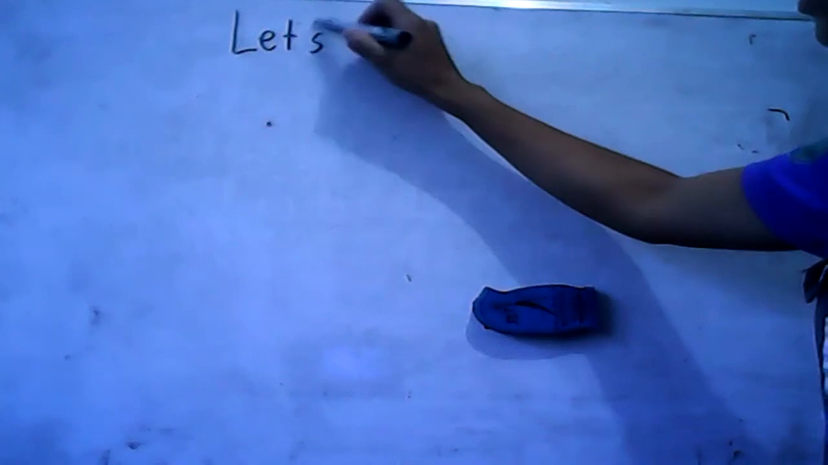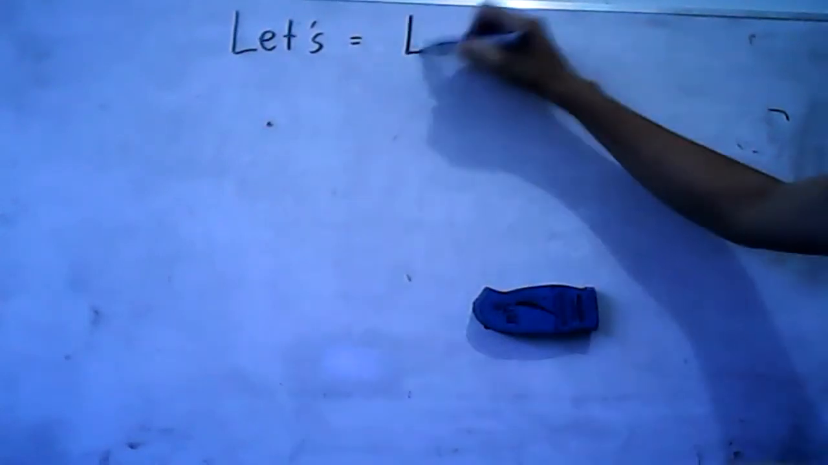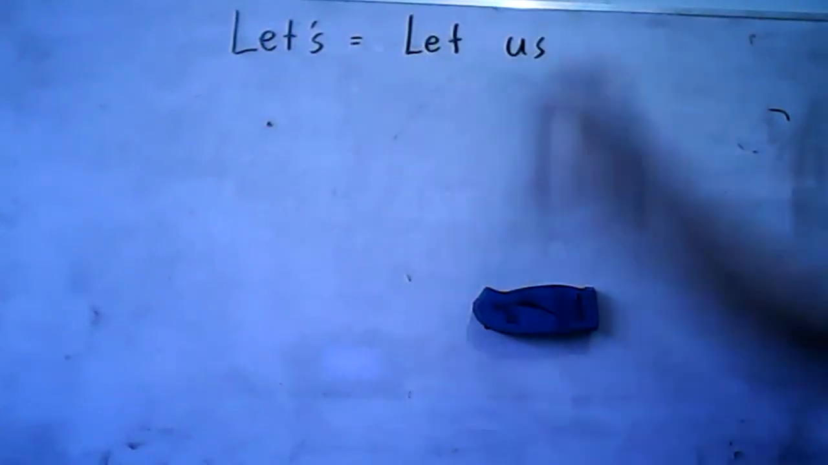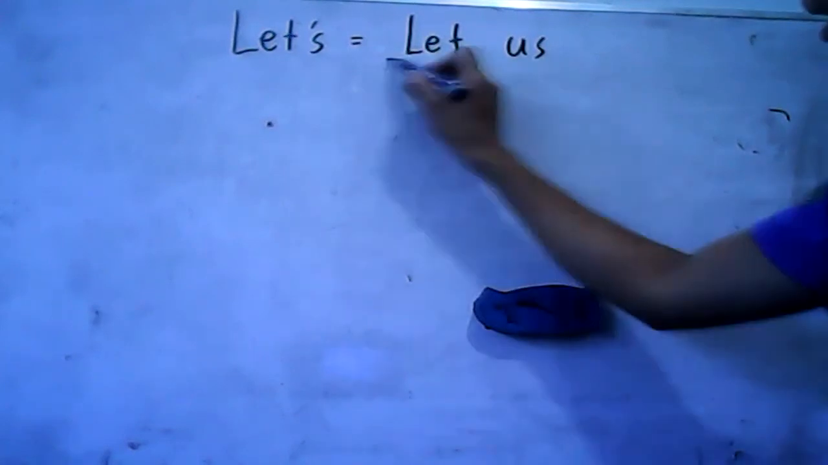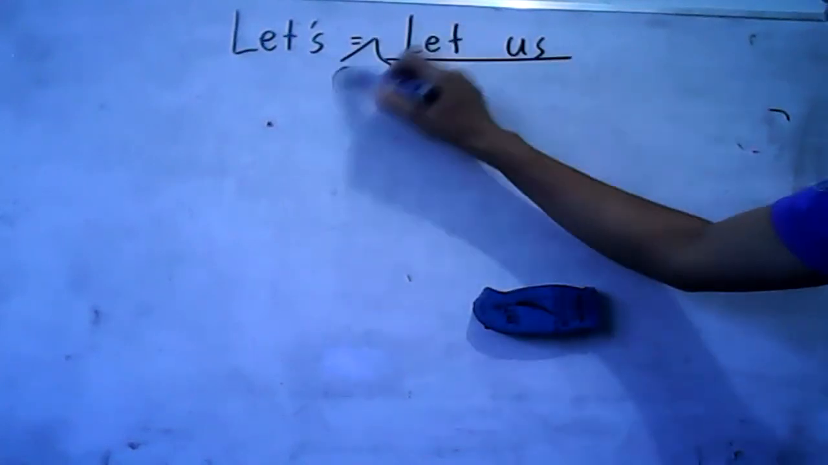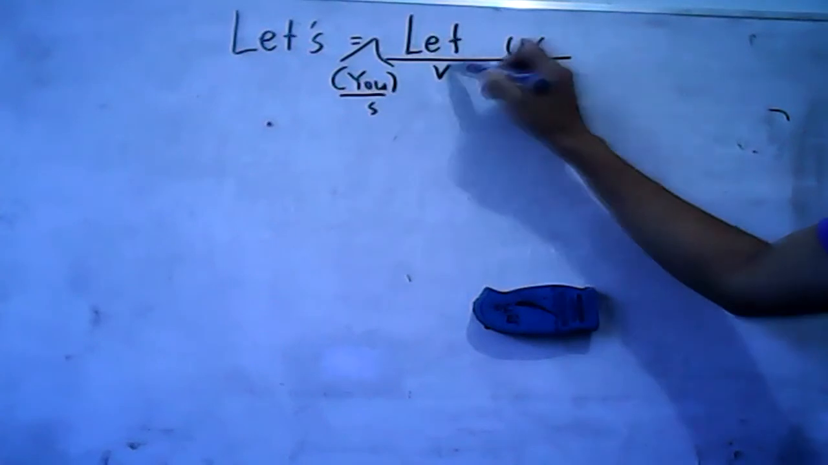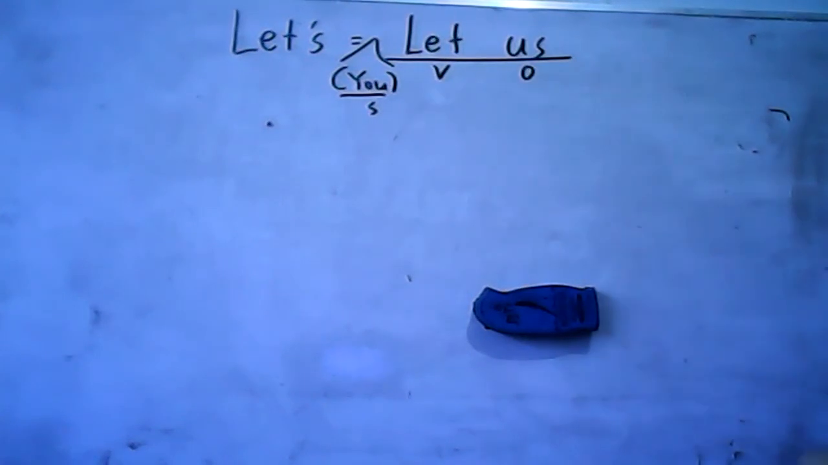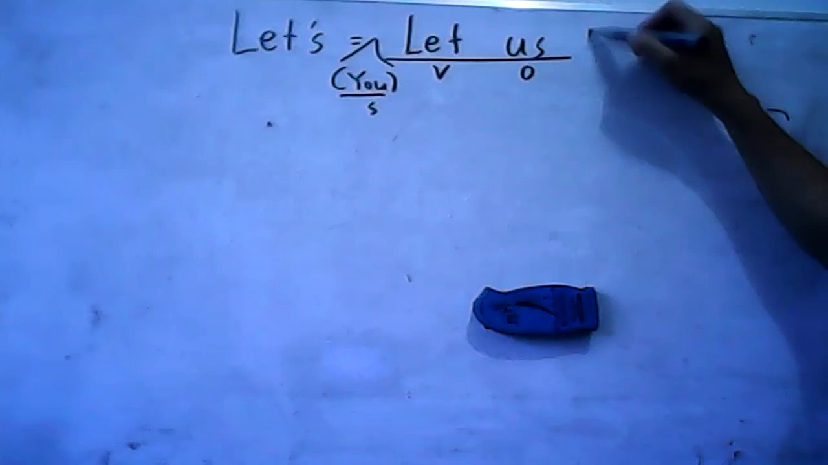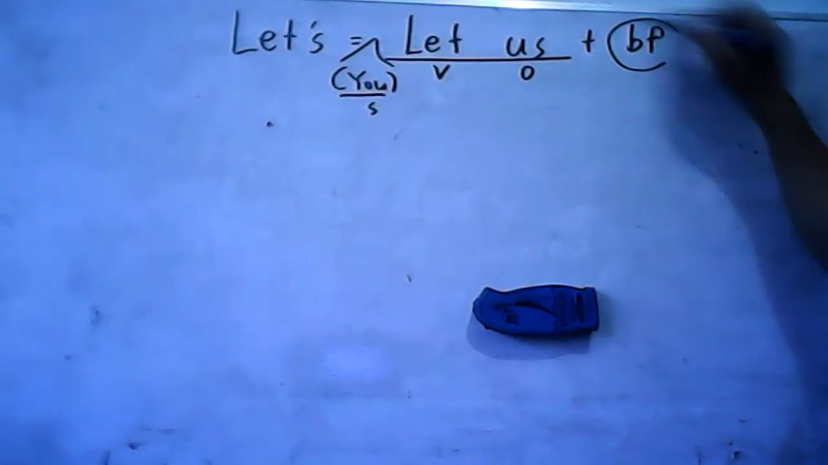For sentences with let's, we already know that let's means let us, right? And the subject here was actually you. So this is your subject, let is the verb, us is your object. And when you use let us, you use this one with the base form of the verb.